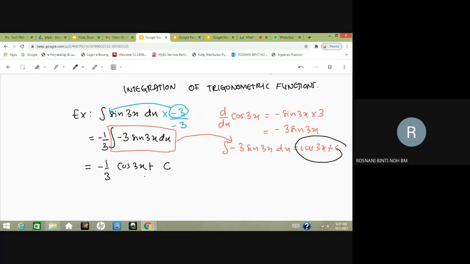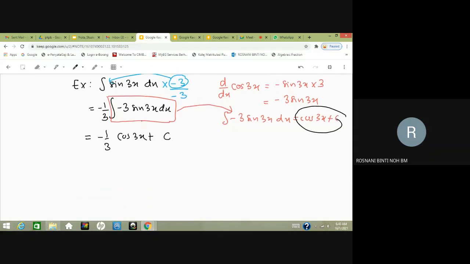What you need to do here, the most important part, is the differentiation itself. You just memorize the differentiation, so that you can solve your integration by using your differentiation. It is important for you to know the differentiation itself. Let's see another example.